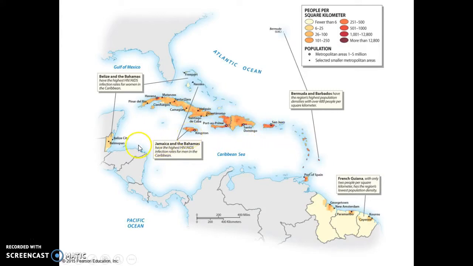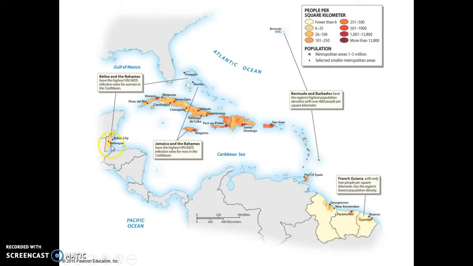In contrast, the rimland countries such as Belize and the Guyanas have a very low population density. I think a lot of that is due to not having very fertile soils. These areas are not very good for agriculture. This is mostly kind of Amazon type of forest.